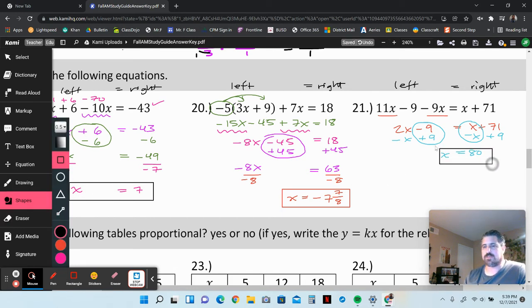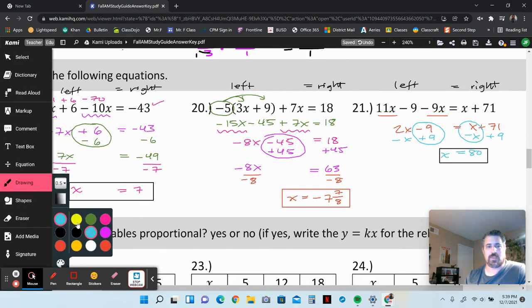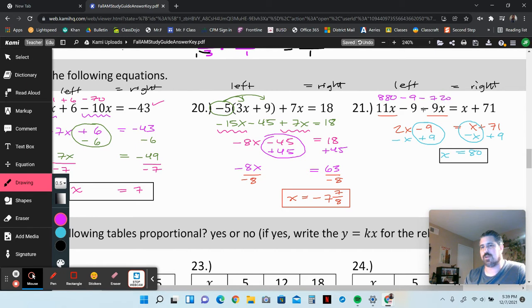Now, once you have the answer, you're going to plug in and check it. And since that one's so quick, I can plug this one in and check. So 11 times 80 is going to be 88 with a 0 on the end, or 880. So you're going to get 880 here. And then you're going to take away 9 times 80, which is going to be 720, right? And that should be equal to 80 plus 71, right?